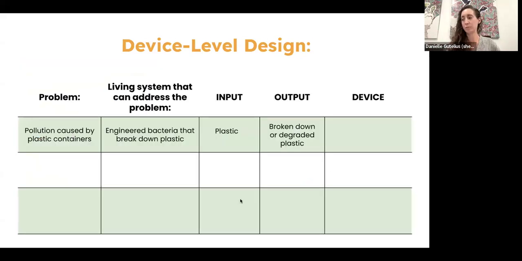Okay, so let's do some examples. All right, let's go back to our examples here. So our example of engineering bacteria that break down plastic. Our input's plastic, our output's going to be degraded plastic. So here our device we could just call it a plastic degrader, right? We don't know what exactly those pieces are. We're just kind of defining what we want it to do, what that black box needs to do.